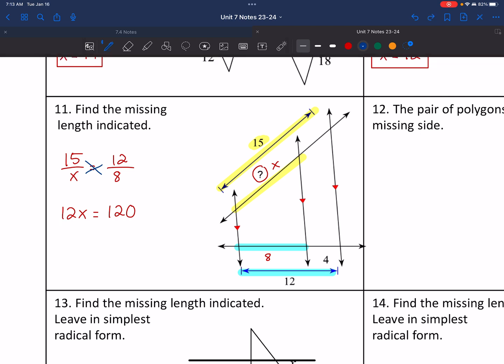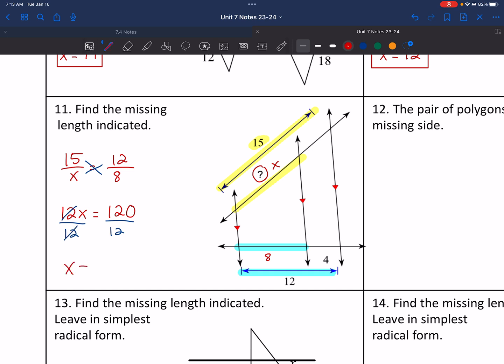Divide by 12 on each side. And so x is going to equal 10.